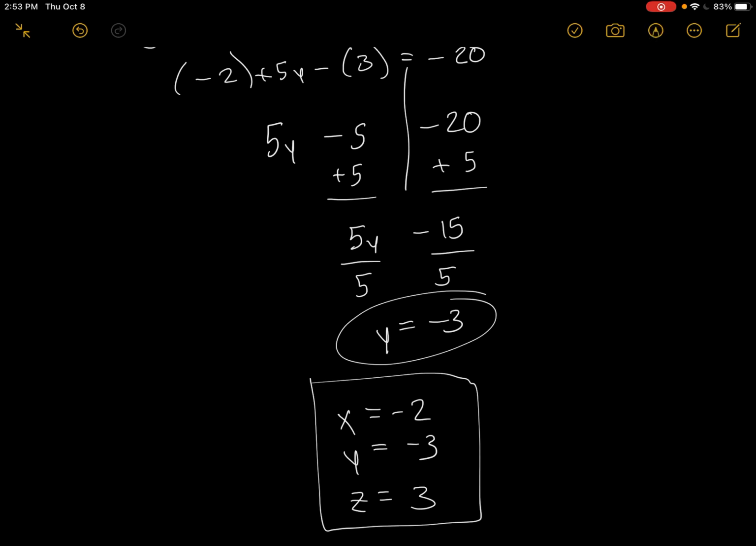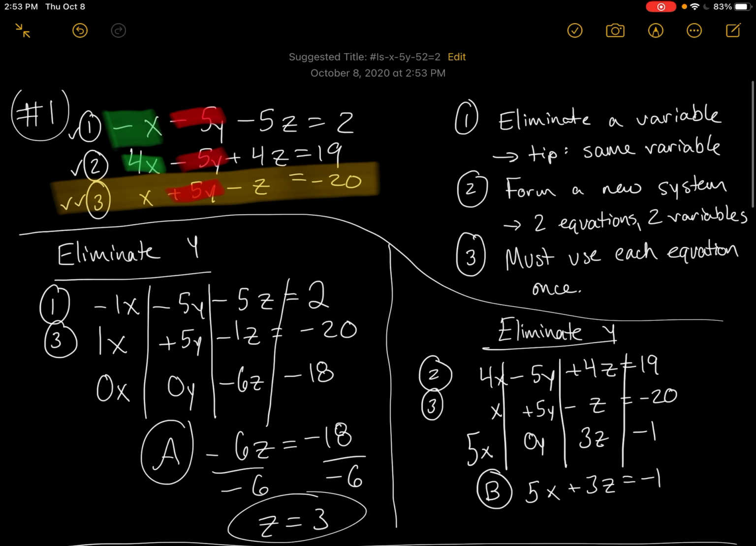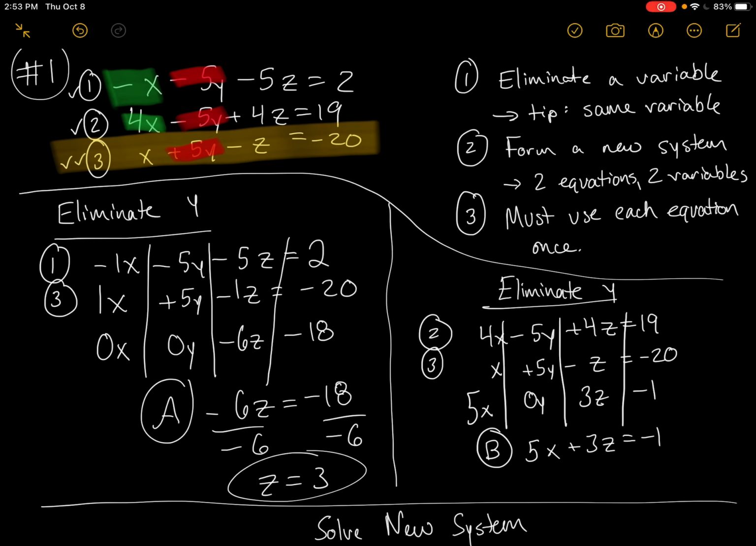All right, so I would say take a look at the other practice problems there, so 5, 6, and 7. See if you can go through and solve those, and follow the same steps here. Remember your goals as you're going through to solve. Our goal is to eliminate a variable. Our goal is to form a new system, and we have to make sure we use each equation once. As long as we're doing these things consistently, we'll be in good shape.